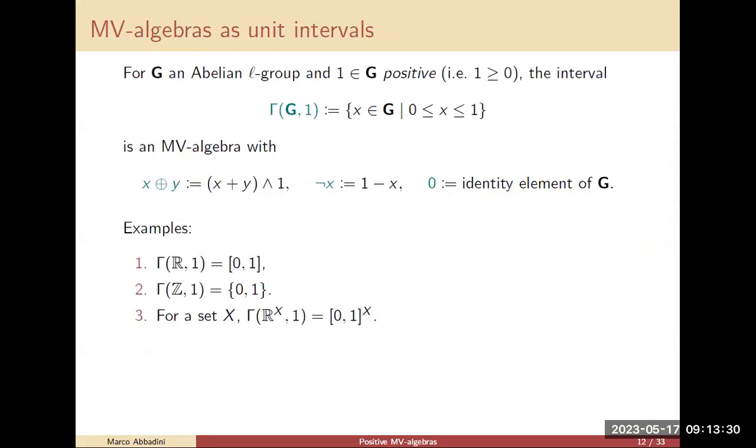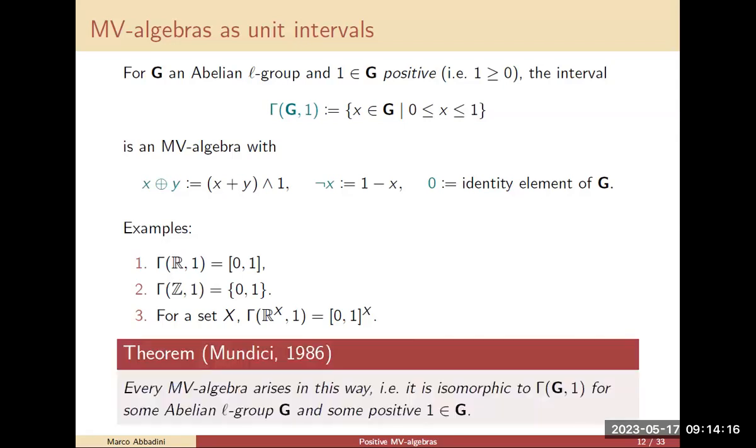From an abelian lattice-ordered group G and a positive element 1, if you take the interval of all the elements between 0 and 1, you get an MV-algebra. The operations are defined as: x truncated plus y is the minimum of x plus y and 1. The negation of x is 1 minus x. And 0 is the identity element of G. So, for example, the MV-algebra [0,1] is obtained from R just by taking gamma of R with 1 as positive element. The two-element MV-algebra {0,1} is obtained by taking gamma of Z, another abelian group, with the unit interval.